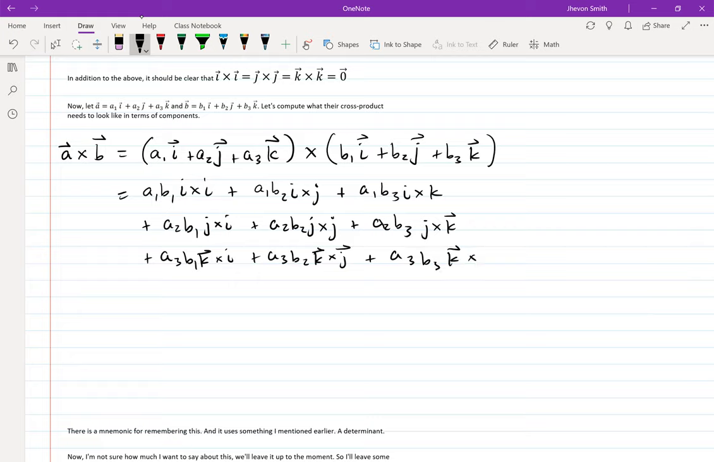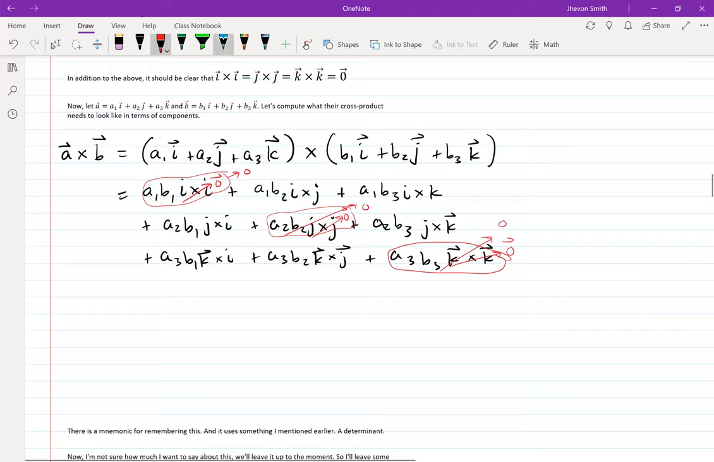A3b3 k cross k. Now, by the above properties of how i, j, k relate to each other, we will know that this here is the zero vector, which means that this entire thing goes to zero. This here is the zero vector, which means this entire thing goes to zero. This here is the zero vector, which means this entire thing goes to zero.